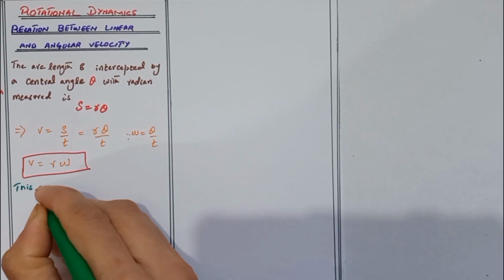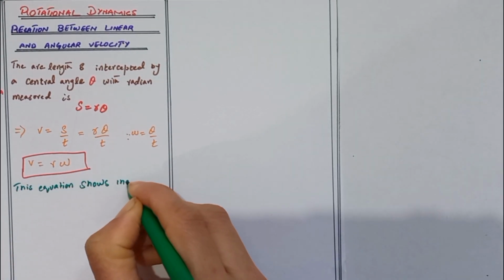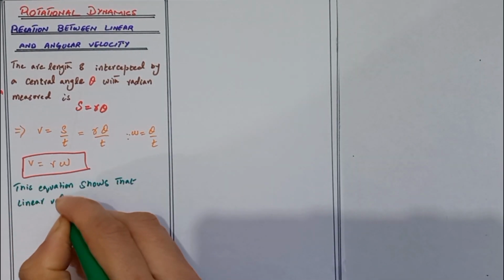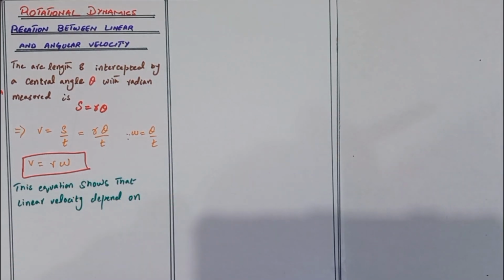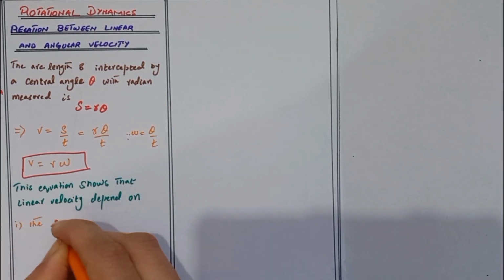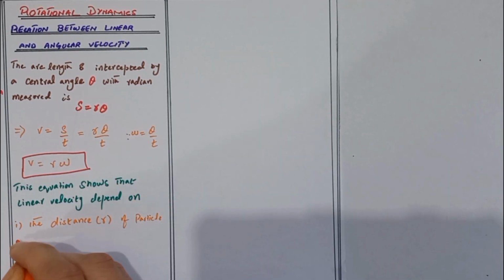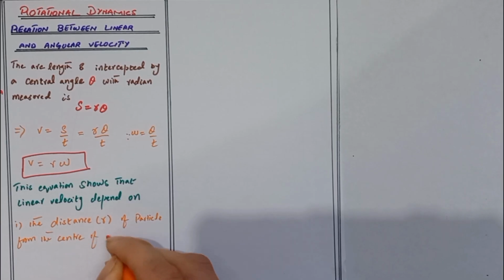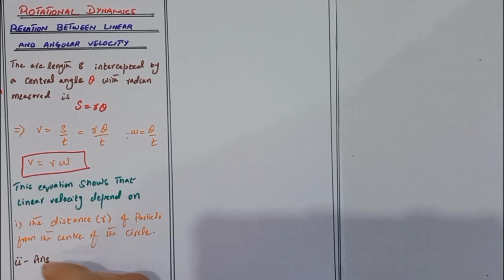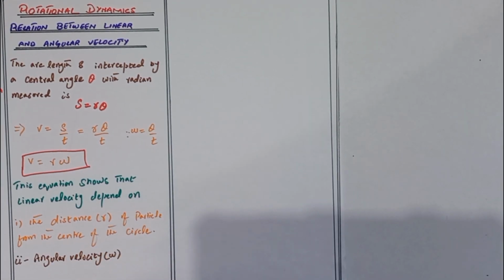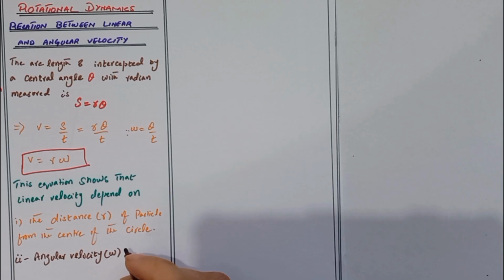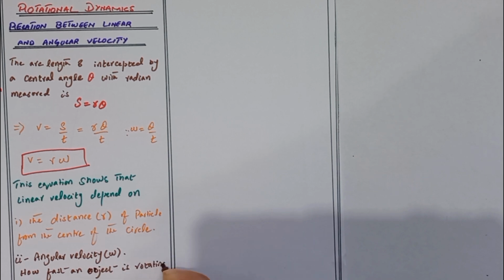This equation shows that linear velocity depends on the distance r of the particle from the center of the circle. Angular velocity omega shows how fast an object is rotating.